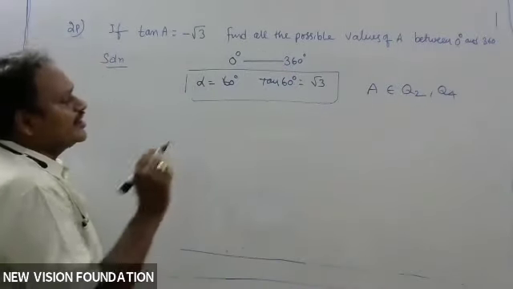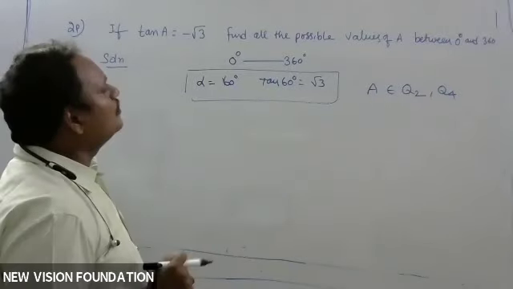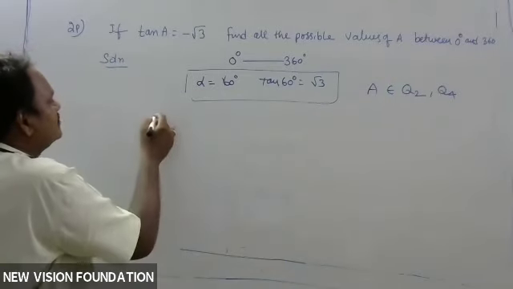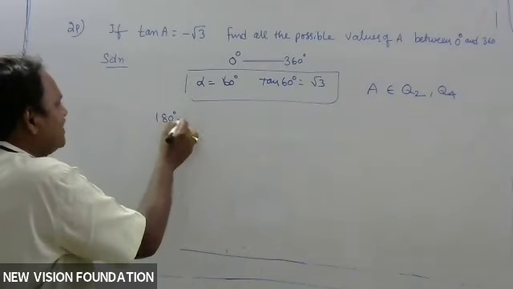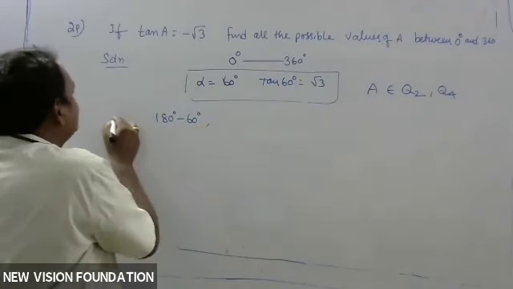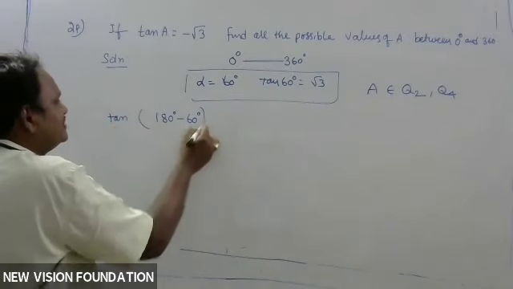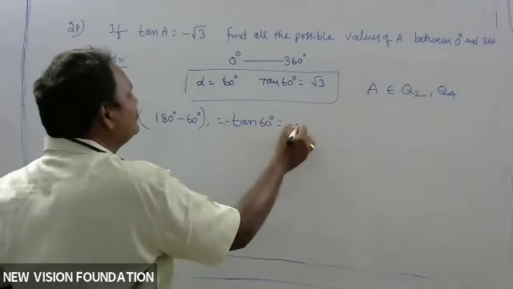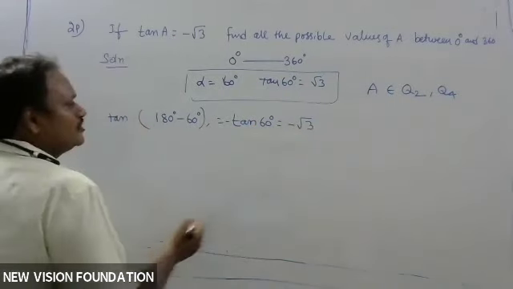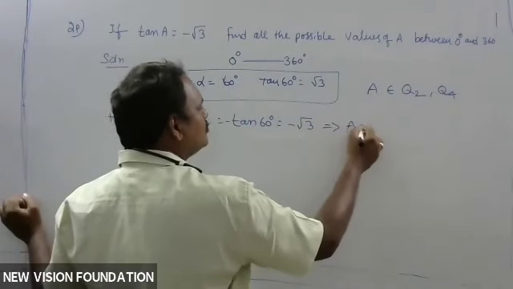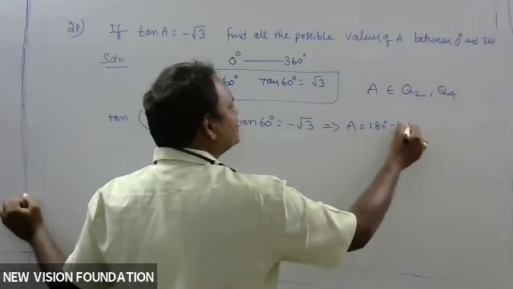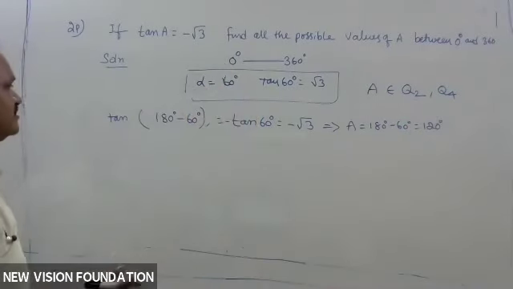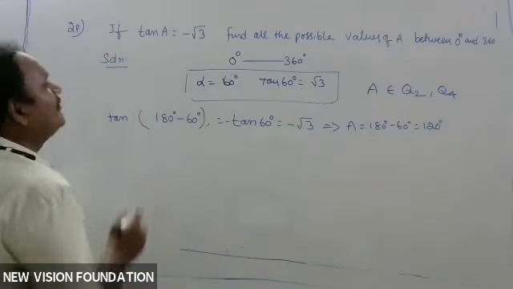That means quadrant 2 means 90 degrees to 180 degrees, or 270 degrees to 360 degrees. Once we have the angles like this, if we observe 180 degrees minus 60 degrees, tan of 180 degrees minus 60 degrees becomes minus tan 60 degrees, and this will give you minus root 3. Therefore, from this we can say that A equals 180 degrees minus 60 degrees, that means 120 degrees. One angle is 120 degrees. Therefore, tan 120 degrees gives you minus root 3.